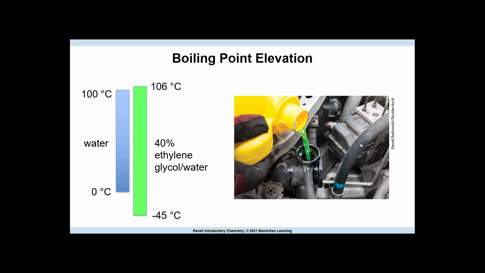Boiling point elevation. The presence of dissolved solids also raises the boiling point temperature of a liquid. This property is commonly called boiling point elevation. Like freezing point depression, this property depends on the number, not the type, of solute particles present. One important example of both freezing point depression and boiling point elevation is the use of mixtures as engine coolant.